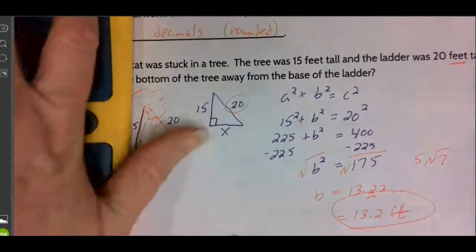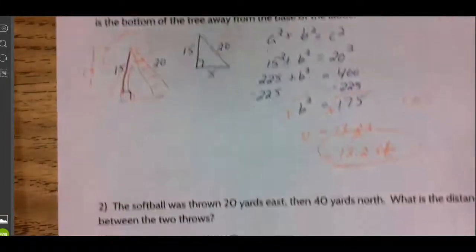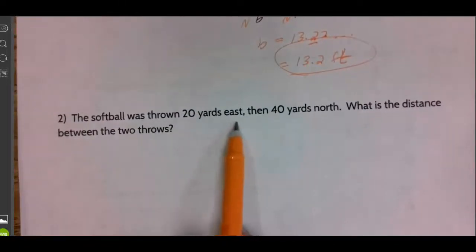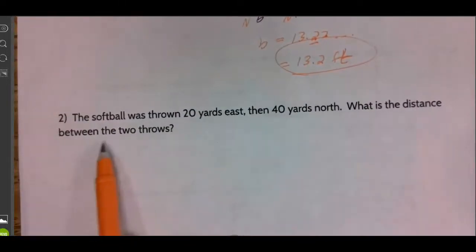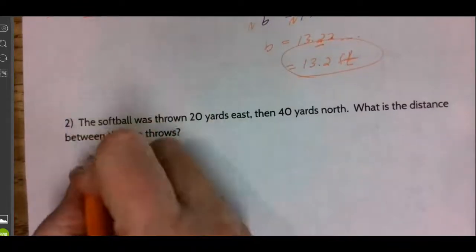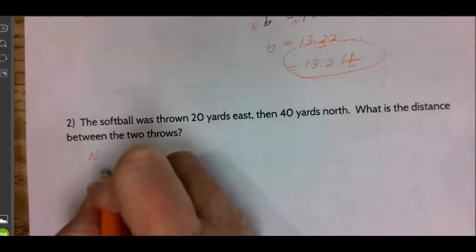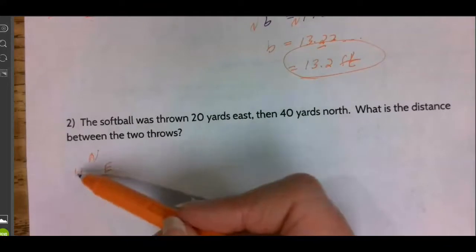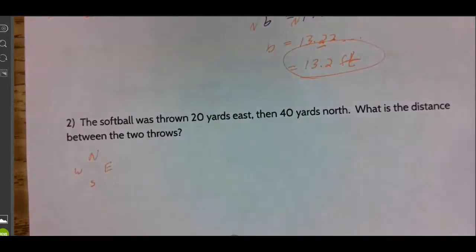See, wasn't that fun? Word problems are not bad. It's just some of them are complicated. This is not one of them. The softball was thrown 20 yards east, then 40 yards north. What is the distance between the two throws? So this is where you kind of have to know your compass. Remember north, south, east, and west.